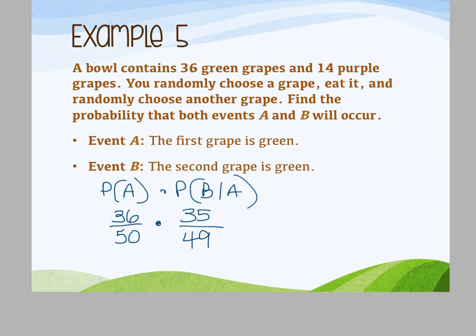So I can reduce this. This is what? No, B given A has happened. The little dash is the given. So this is 5/7.